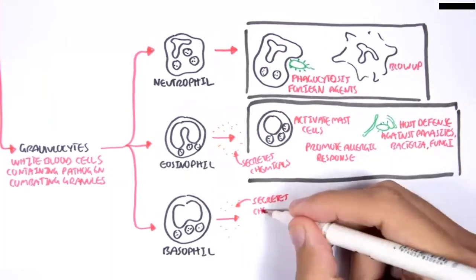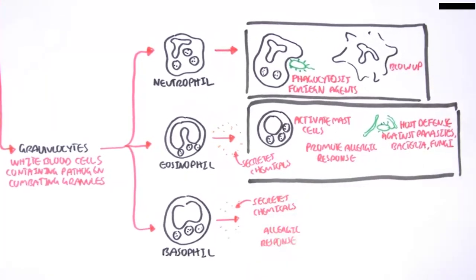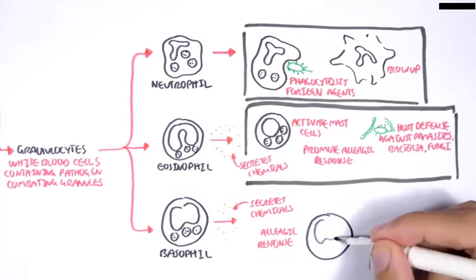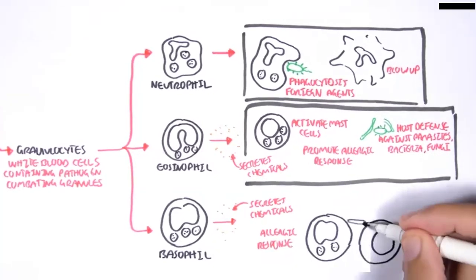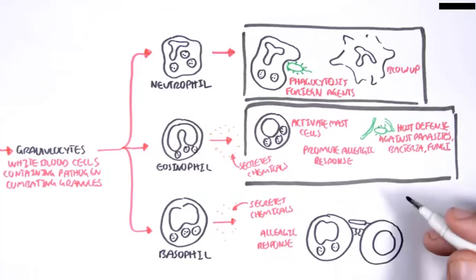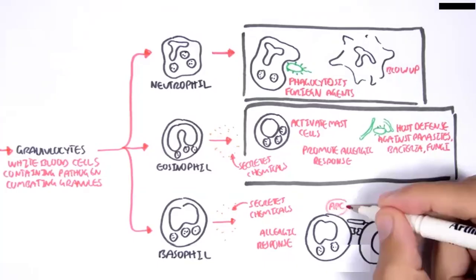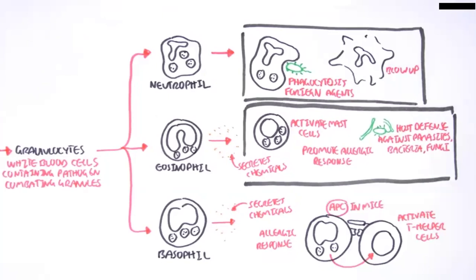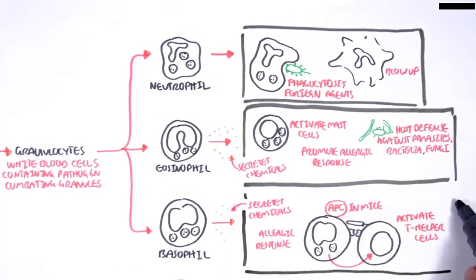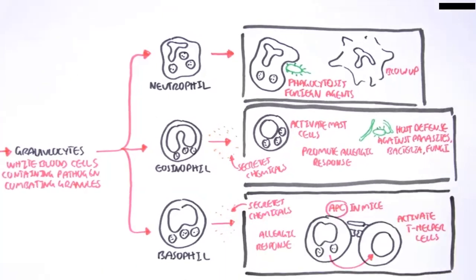Then you have the basophils. The basophils also secrete chemicals of the immune response. In mice, it's been found that basophils are also antigen-presenting cells, which are cells that can activate other cells. Okay, so those are the three granulocytes.